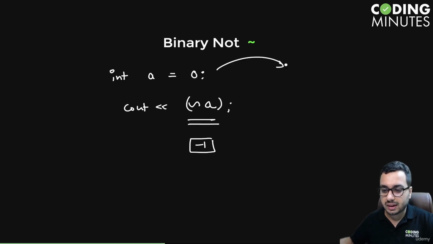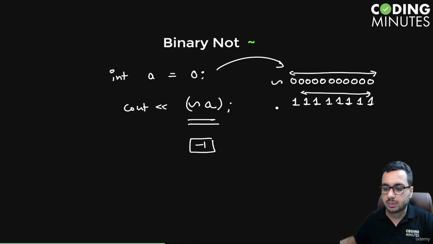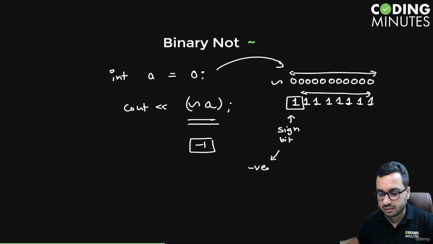So if you look at 0 at the memory level, so what is 0? So 0 is a 32-bit number in which everything is 0. All the 32 bits are 0. So if you do a NOT of it, you will get all 32 bits as ones. And all 32 bits are ones, and the most significant bit represents the sign bit. Okay, so if this sign bit is 1, that means it is a negative number, and the remaining 31 bits, they represent the magnitude.